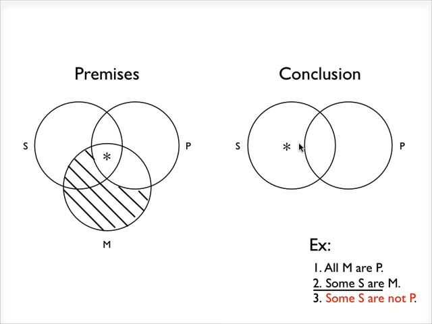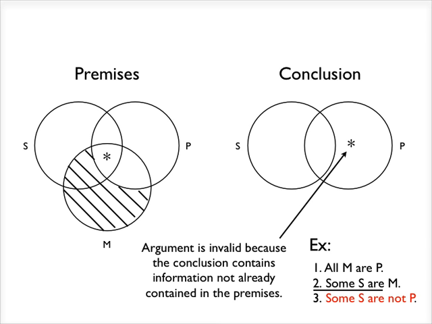So now at this point, we've completed diagramming the two premises of the syllogism and the conclusion of the syllogism. So now we want to ask how our diagram shows that the argument is valid or invalid. And the answer is that this particular argument is invalid. And why? Because the conclusion contains information not already contained in the premises.